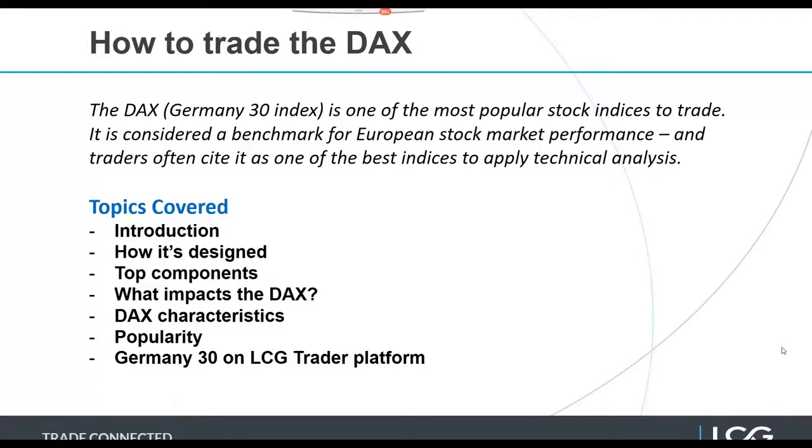So the general idea of this presentation today is that we're going to try and understand what it is we could be trading here. If you do want to be trading the DAX, what is it? What's all the information that you need at hand, and then just a little bit about what the index is like to trade towards the end, with a look at the trading platform.